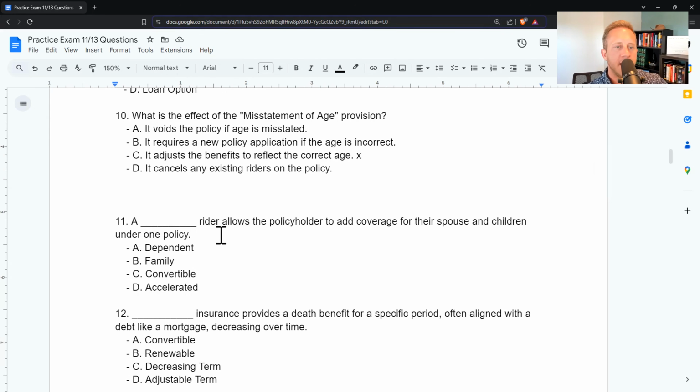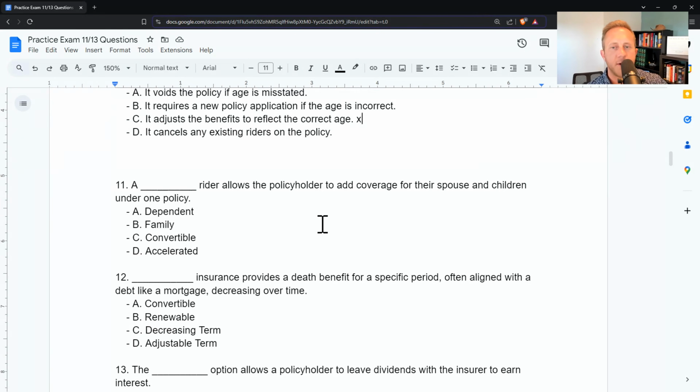Next question. A blank rider allows the policyholder to add coverage for their spouse and children under one policy. That would be a dependent rider. This will allow the policyholder to add coverage for a family member under their policy. So if a guy has a whole life policy, he can get additional coverage for his wife or kids using dependent riders. They're also called spouse riders or children's insurance riders, stuff like that. All those names are interchangeable.